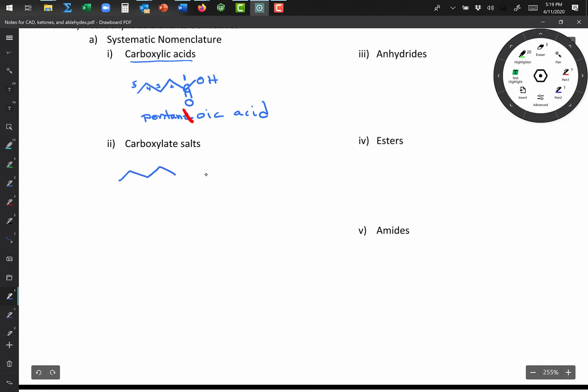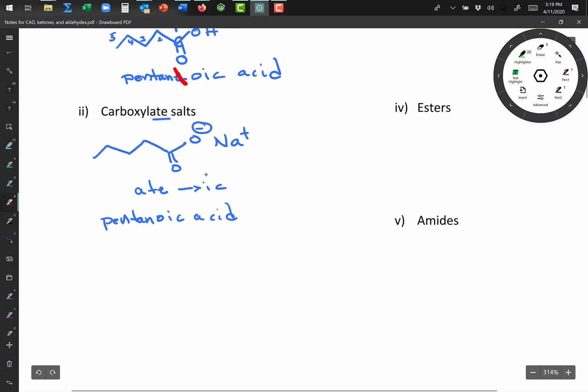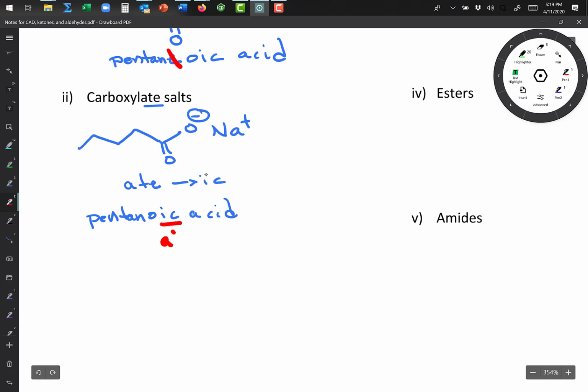Okay. What about this? This would be a salt. It's the metal, non-metal ionic compound. And the way you name these is the same rule that you learned in general chemistry. That is, ate and ic go together. So you'll notice these are carboxylate salts and they come from carboxylic acid. So this was pentanoic acid. And so the IC will be replaced by ATE.